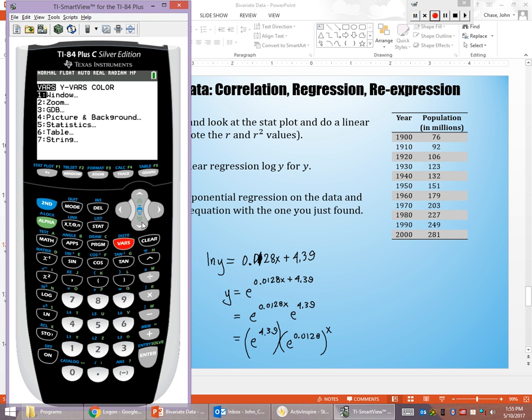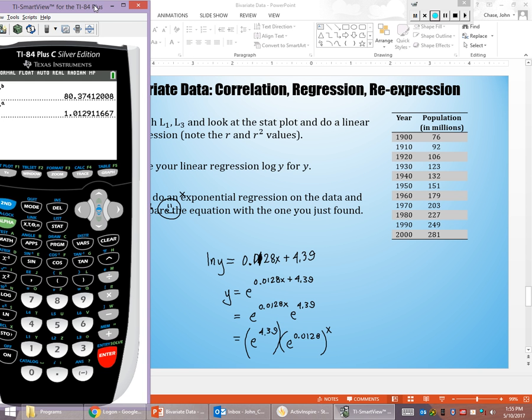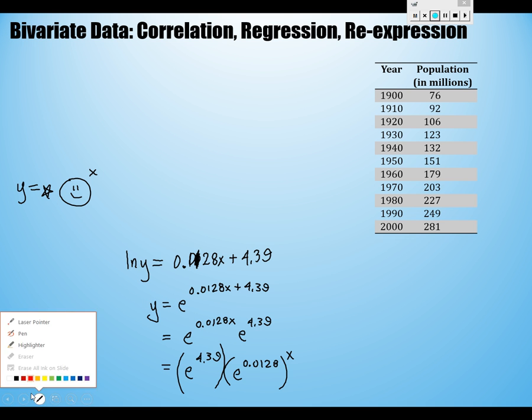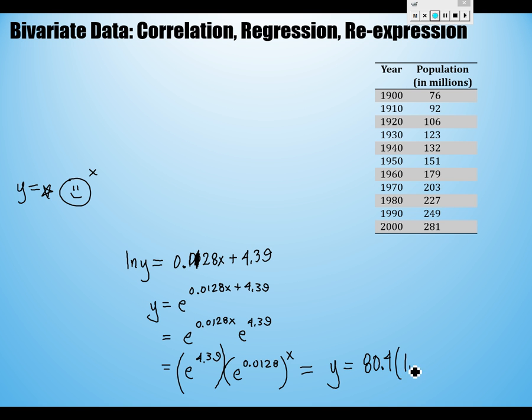To get the regression variable b, you go to VARS, stat variables. I think we've been here before. Then go over to EQ, the regression equation, and there's b right there. So that's the first number. That's 80.4 times, what's e to the a? So we have 80.4 times 1.01, approximately, to the x. So let's see if I can remember those long enough to write them down here. I think I said that right. Okay, so there's an exponential model.